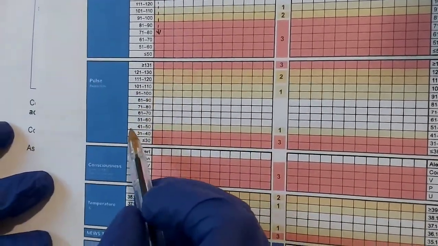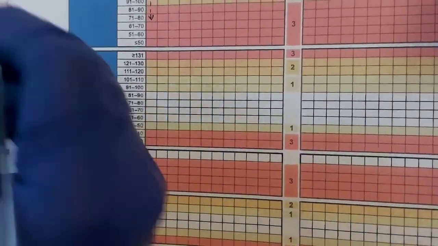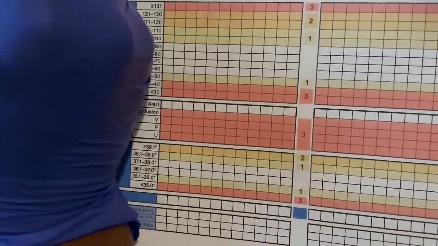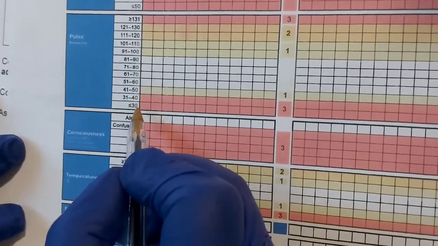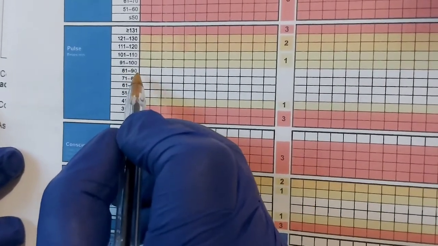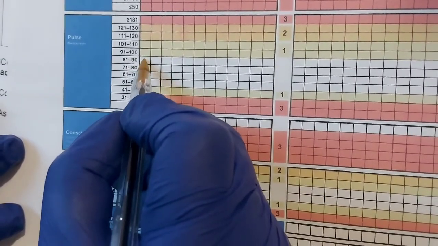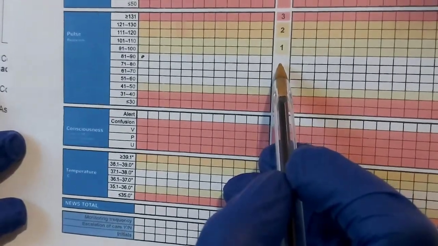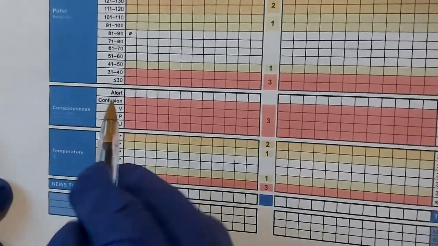And then we move on to pulse. What did we say the pulse was? You see, I wrote it here. It was 84, all right? So to plot it, you look at it, 81 to 90, it falls under there. We put it here. And fortunately, it's falling under what? Zero.